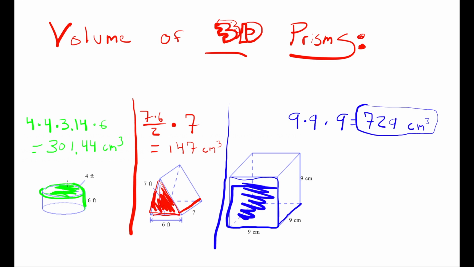What is it again? Write your answer below. What did I just say? All three-dimensional prisms have the same way to find the volume regardless of what the end shape is. What is it? Write it below.